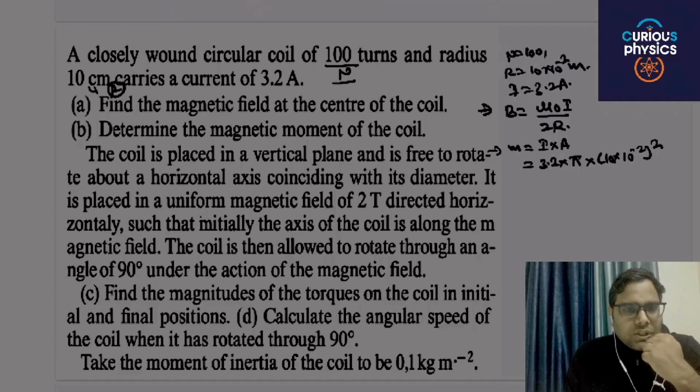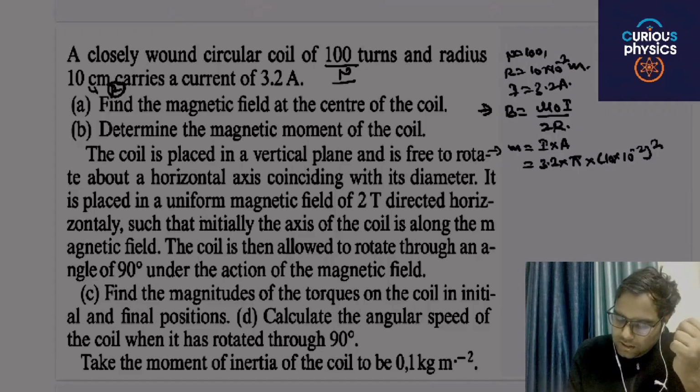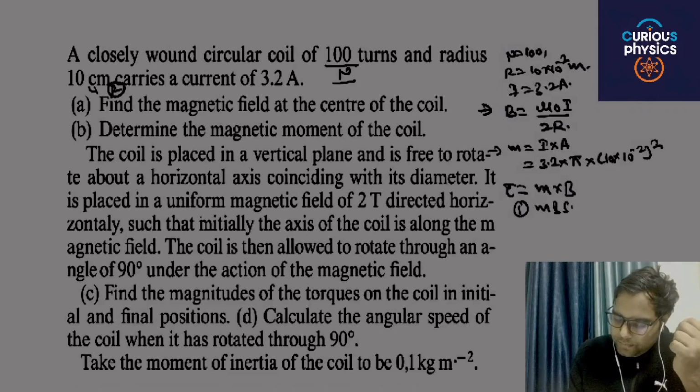Initially the angle is here, and the magnetic moment is this. The torque is M cross B. In the first case, it is M B sin theta.